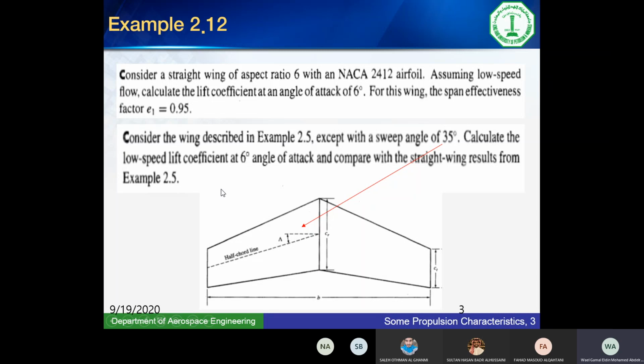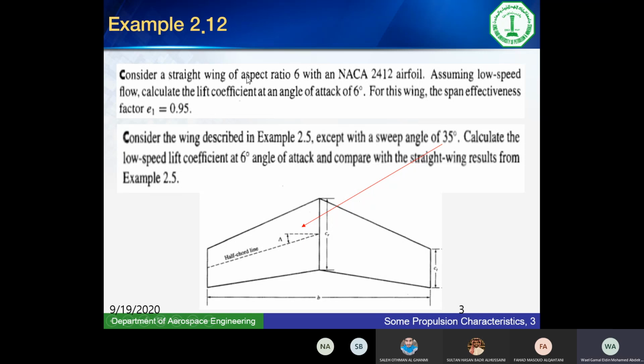So we will start with example 2.12, and this is the second one. It reads, consider the wing described in example 2.5. So you can see in the top here, I'm just reminding you of example 2.5. This is 2.5 on the top. I'm pretty sure you are now familiar with example 2.5 because it's basically very close to the homework problem. So let's go to 2.5 and read it.